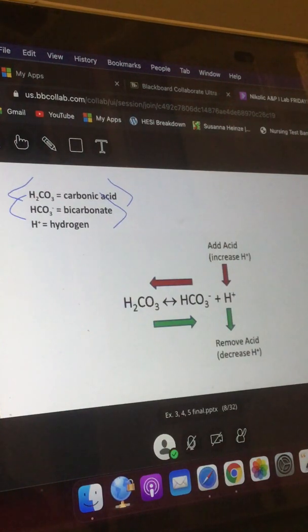So the way we do that is, and again, guys, if you didn't write this down or take a screen grab or something of this, because this is really, really important, and it's really important for lecture as well. But this is our buffer system. This is what we're looking at when we're trying to either become a little bit more basic or a little bit more acidic, depending on where we are in our pH or how far we are from homeostasis.